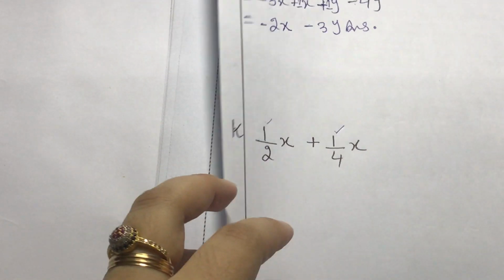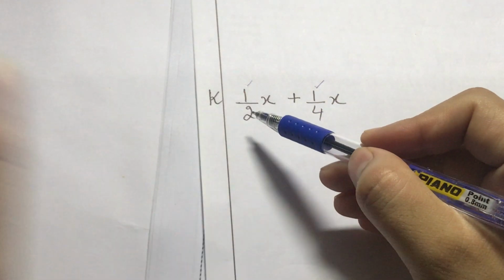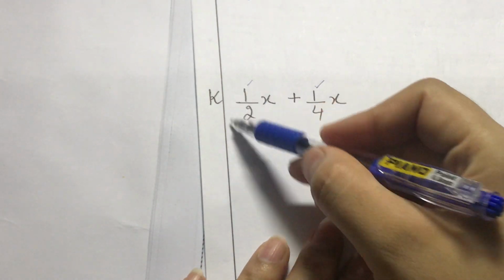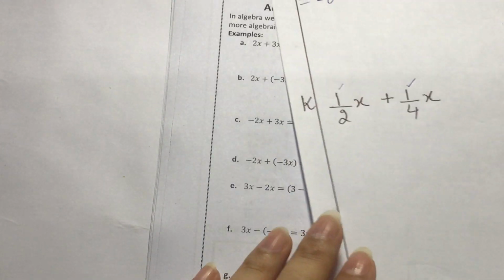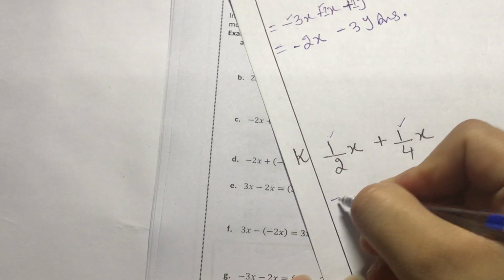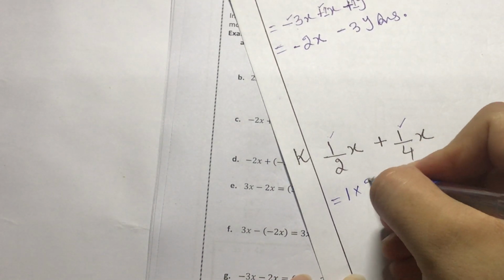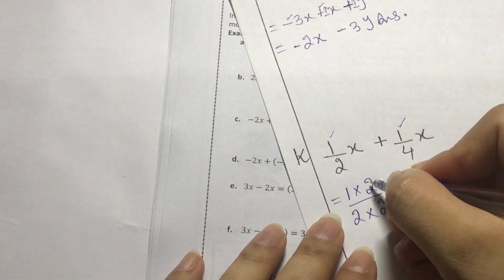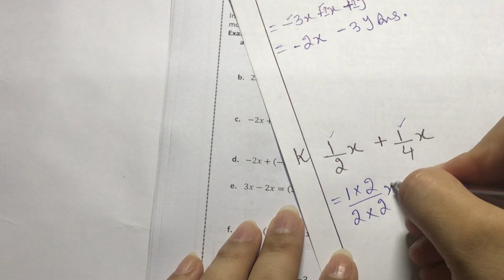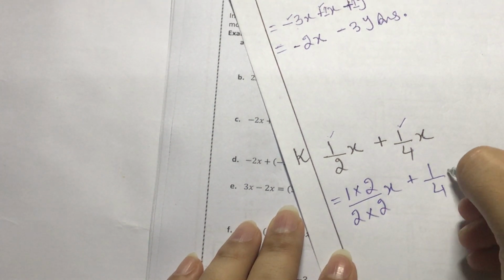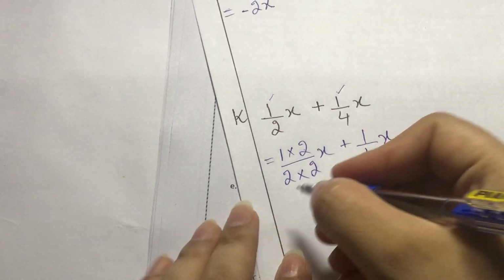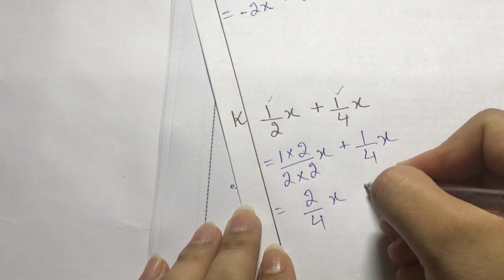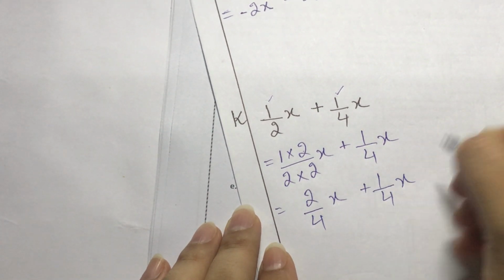So we will make the denominator 4 here, right? Our second denominator is already 4. We need to multiply our first fraction with 2, right? And always multiply the numerator and the denominator with the same number. 2 twos are 4. So we will multiply the numerator and the denominator with 2, plus 1 over 4x, right? So 2 ones are 2 and 2 twos are 4x, plus 1 over 4x, right?